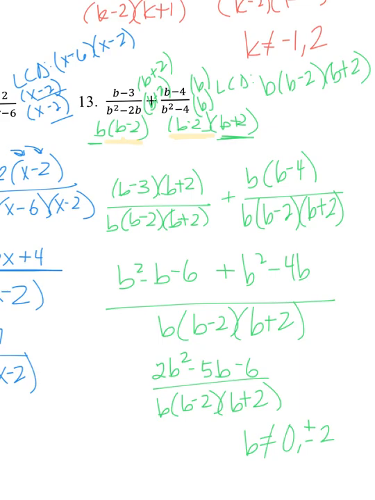Think about those least common denominators and think about, what does this rational expression need that one has? What does the other rational expression need that the previous one had?